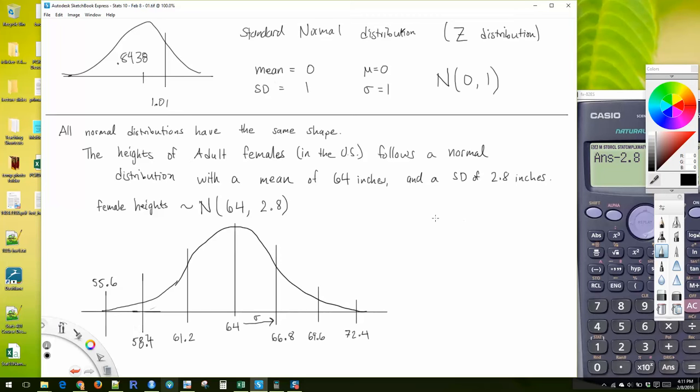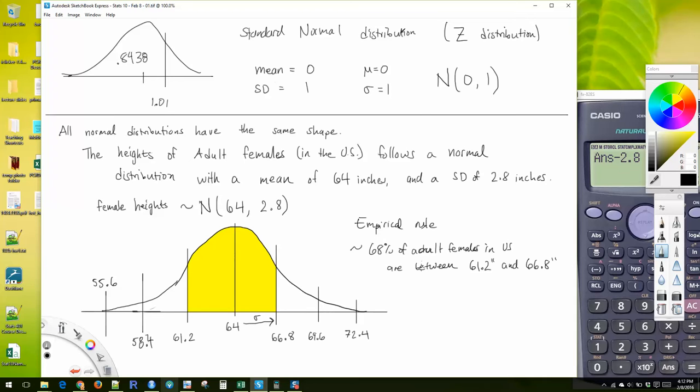Okay, so the empirical rule would tell us things like approximately 68% of adult females in the U.S. are between, I guess I'll color this in, 61.2 inches and 66.8 inches. So about 5'1" and 5'7"-ish, a little bit narrower than that.